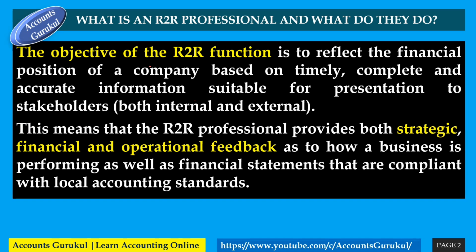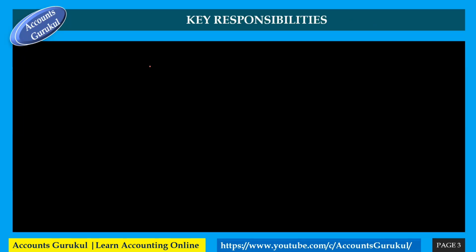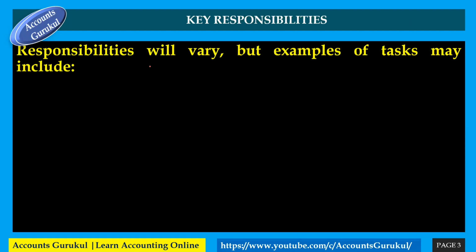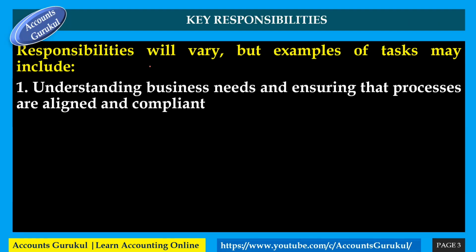So that's related to what an R2R professional is and what they do. Next are the key responsibilities. The responsibilities will vary, but examples of tasks may include the following. There might be more responsibilities, but here we have added a few key ones. First is understanding the business needs and ensuring that processes are aligned and compliant. R2R is a management process, so you first have to understand the business needs and ensure that processes are aligned with what the business has implemented. That's your first responsibility. Second is managing the R2R processes.